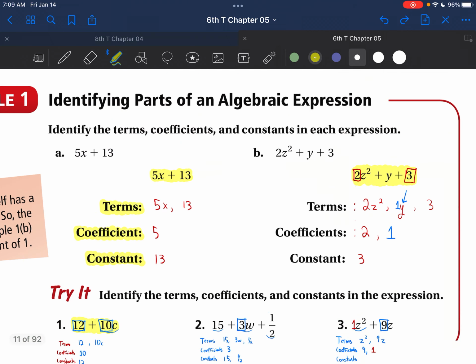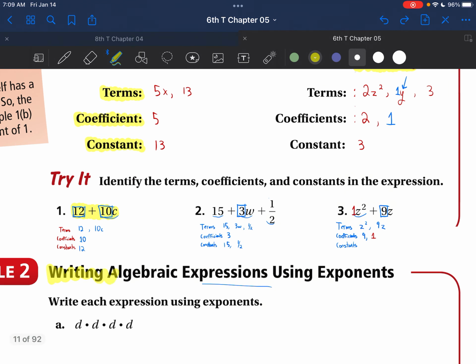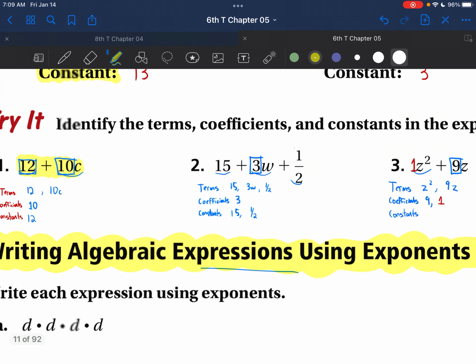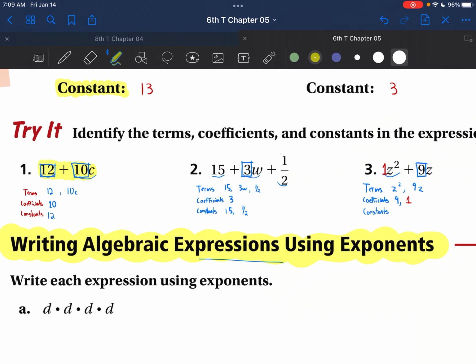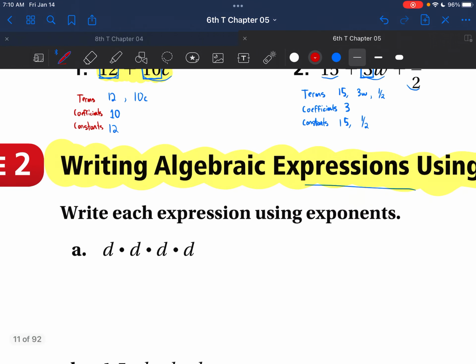Now, I want you guys to write down another title. Writing algebraic expressions using exponents. Please make sure you make this title big so you can see it, because this is another important part of this lesson. This lesson does have 3 different parts put together into one. So it is a little bit longer lesson, but please don't stress out about it. It's going to be very easy once we figure it out, okay?